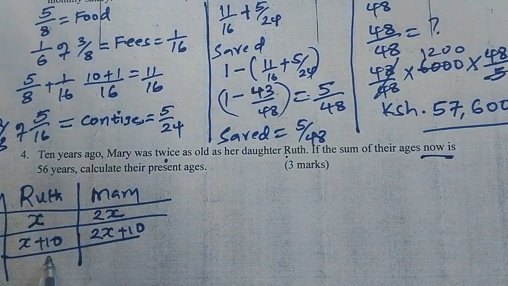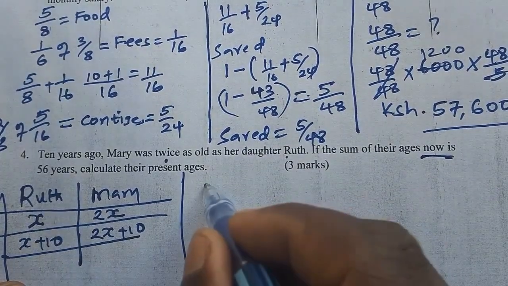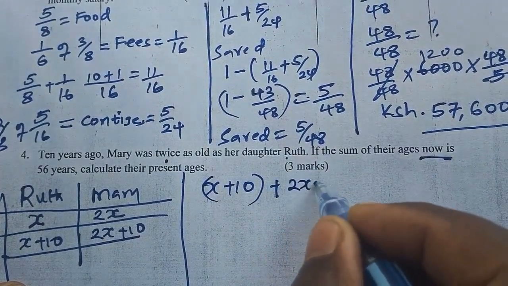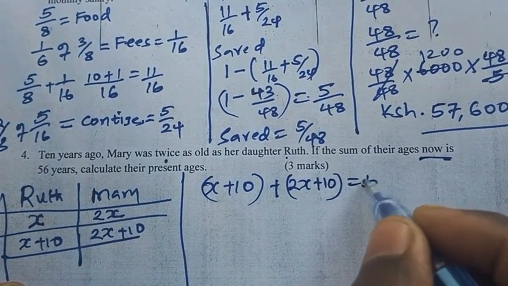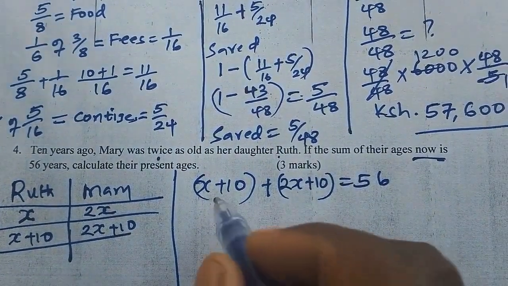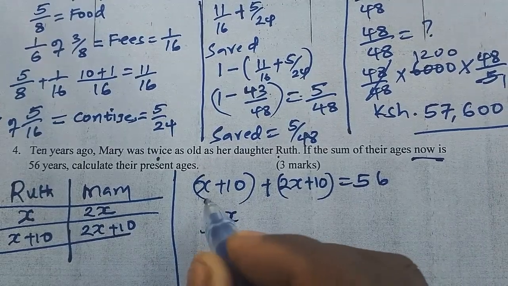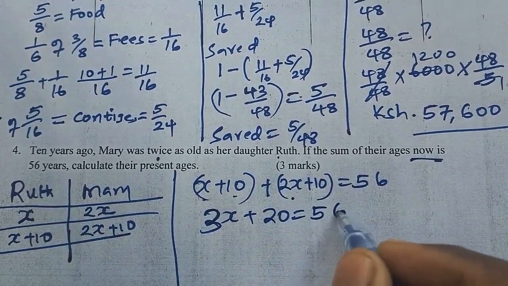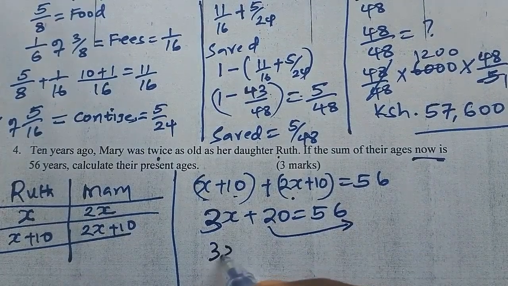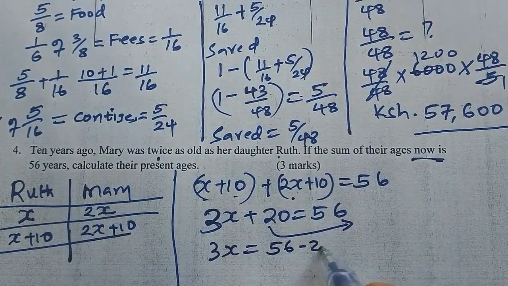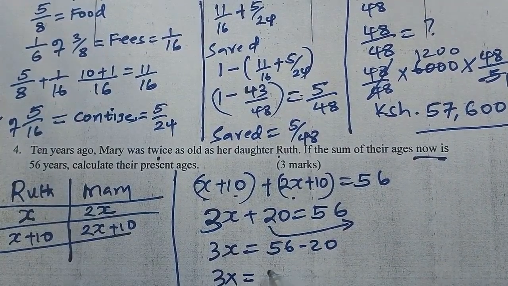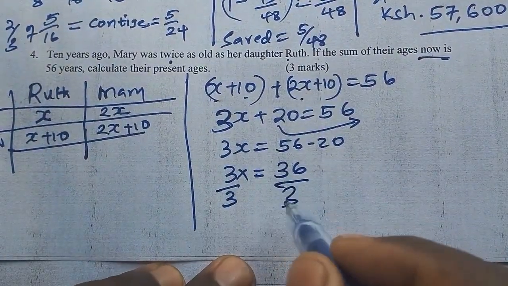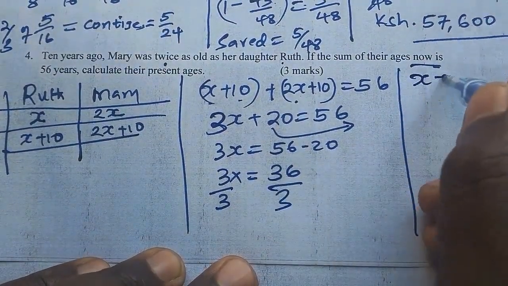So you say that X plus 10 plus 2X plus 10, the total is going to be 56 because that's what we have now. So 2X plus X is 3X, plus 10 plus 10 is 20, equal to 56. Like terms together, 3X is equal to 56 minus 20. 3X is equal to 36. Divided by 3, so X is equal to 12.